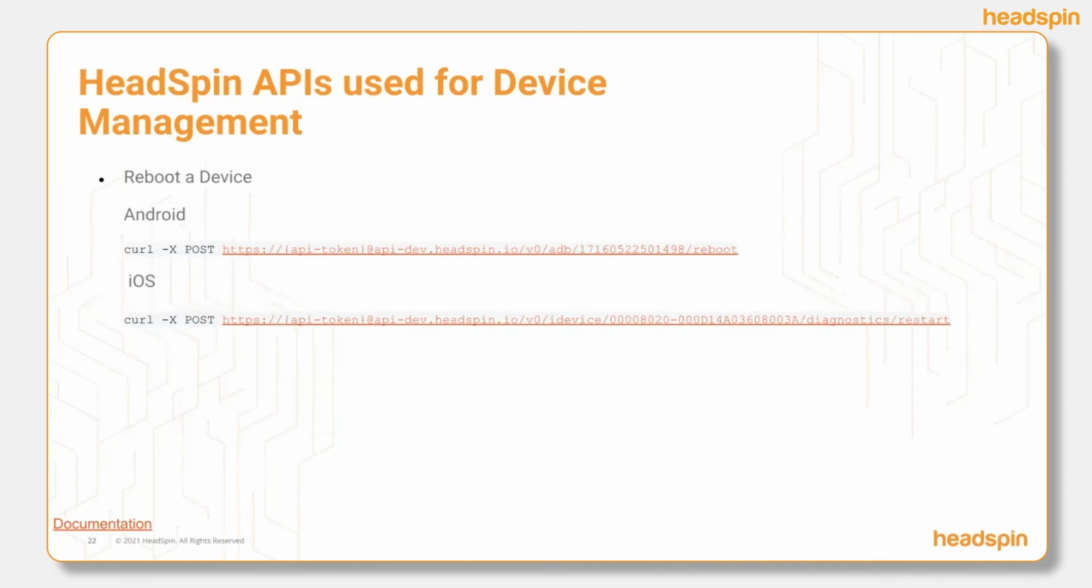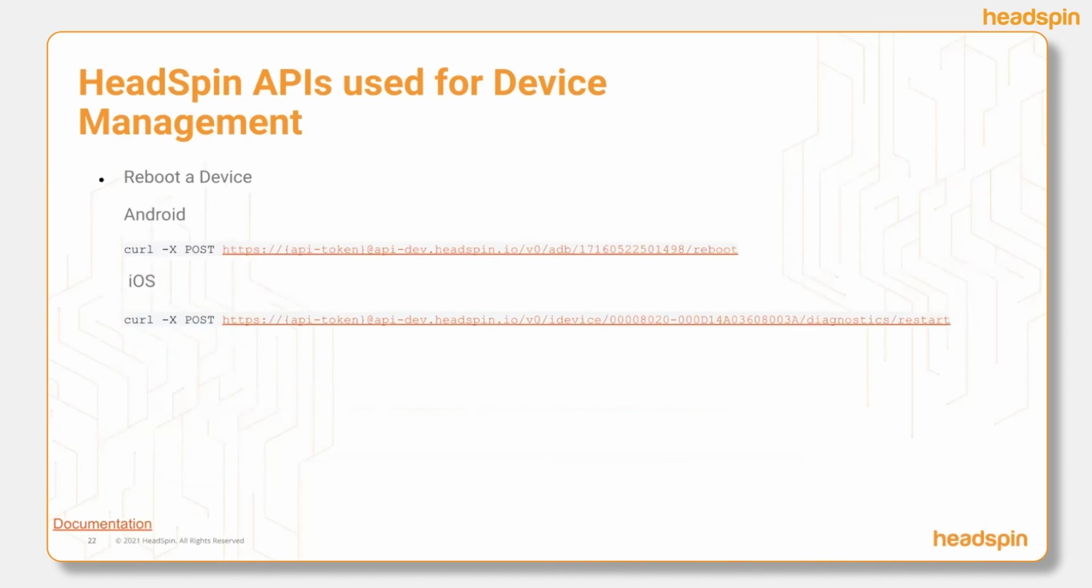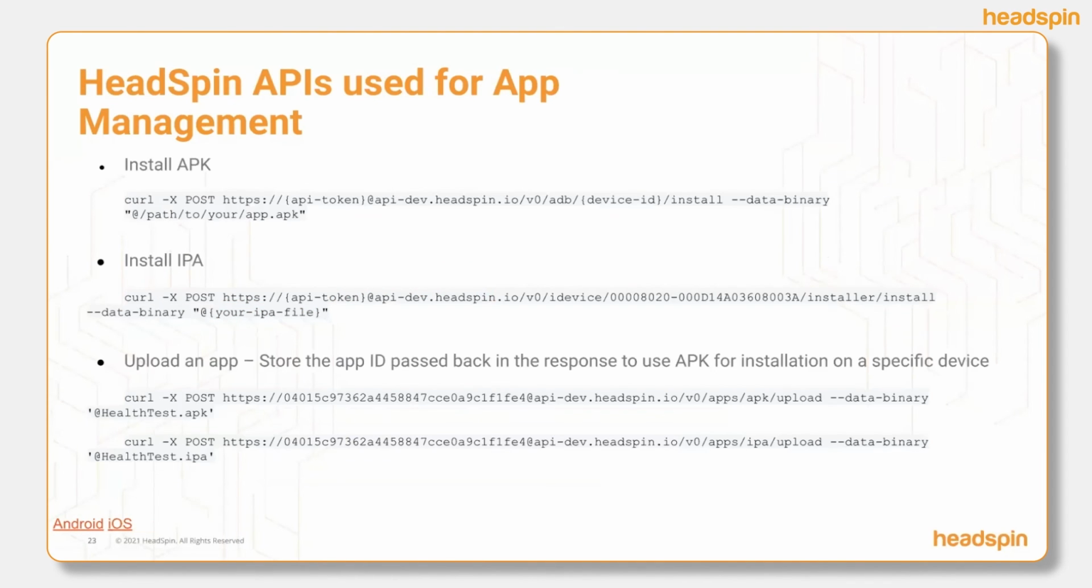It just goes over the major APIs that I think are used on a daily basis by our customers, from some device management, like rebooting a device or locking a device or grabbing all the automation config of the device, or of the devices in your pool. We can look at it for apps, so installing APKs and IPAs, uploading them to the app repository. So these are all curl examples. You can copy and paste these into your terminal.